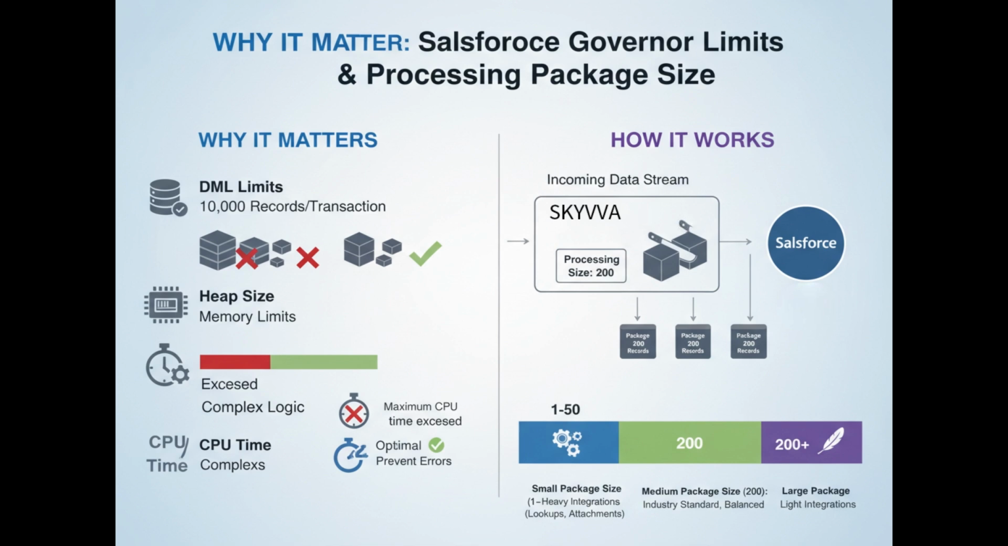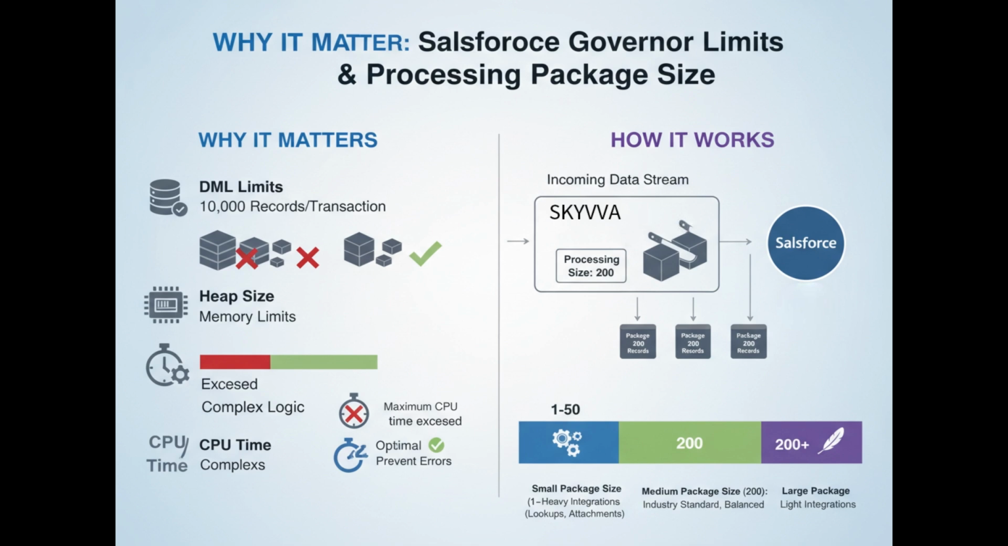Here is how it works. When you set a value in this field, for example, 200, SKYVVA will take your incoming data stream and chop it into packages of 200 records each. Each package is then handed to the Salesforce engine as a distinct unit of work.